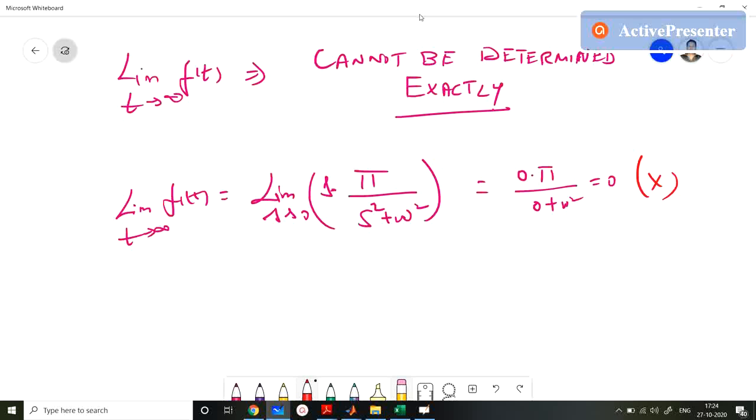So directly applying the limit will give us the wrong result, because the value will range from plus pi by omega to minus pi by omega, and we are not in a position to correctly determine what the final value is. So the answer is that the limit as t tends to infinity of f(t) cannot be determined for this particular question.